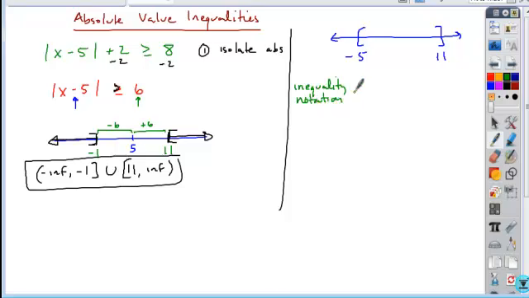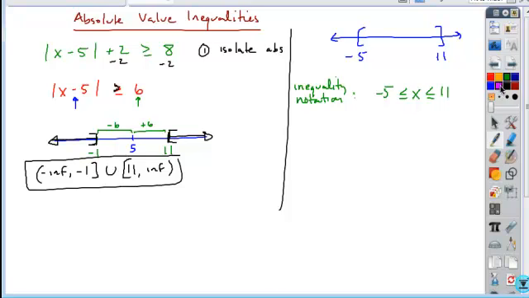The inequality notation says what? X is between two values, right? So it's going to be sandwiched between two values. The values are -5 and 11. Are the -5 and 11 going to be included in there? They're square brackets, so it is included. So these will be equals. So this would be the inequality notation for that.